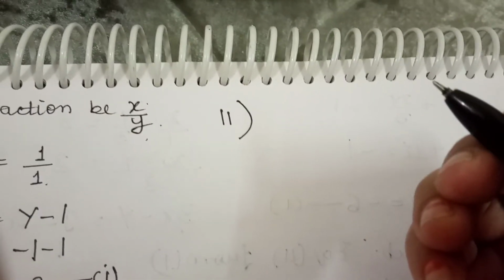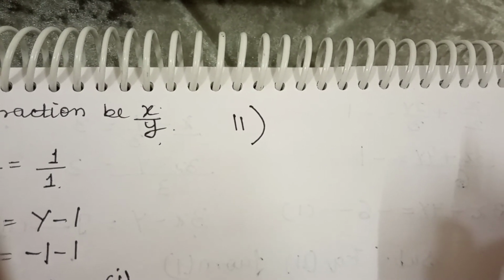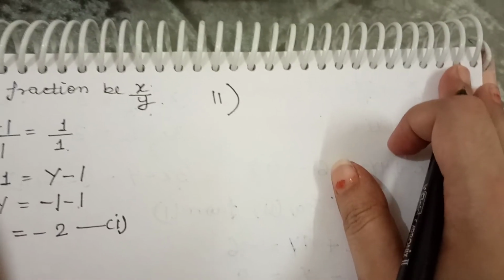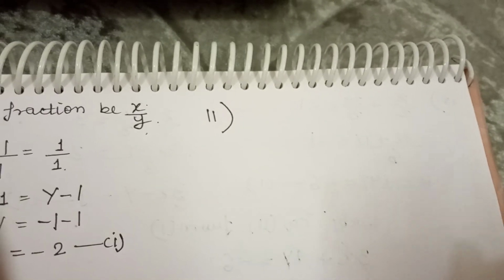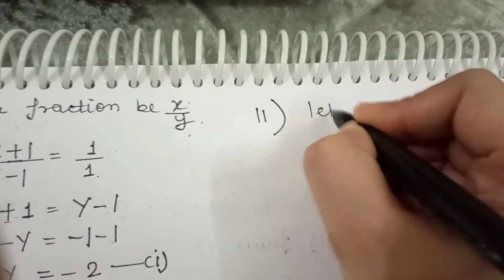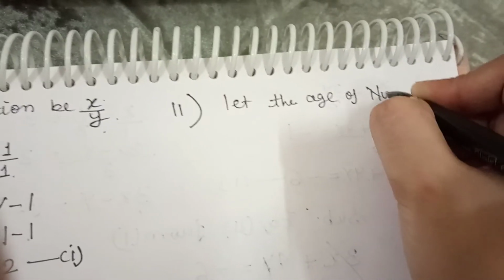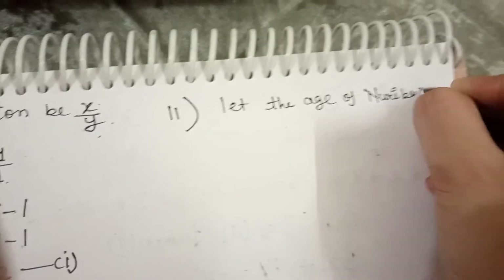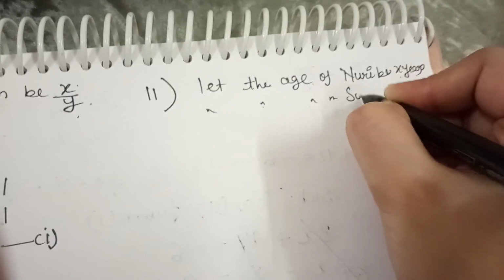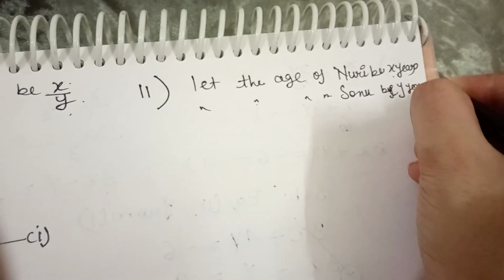Now read it carefully. 5 years ago, Noori was thrice as old as Sonu. 10 years later, Noori will be twice as old as Sonu. How old are Noori and Sonu? So first I told you that you read the last line, that what are they asking? They are asking the age of Noori and Sonu. So let the age of Noori be x years. Let the age of Sonu be y years. Fine.